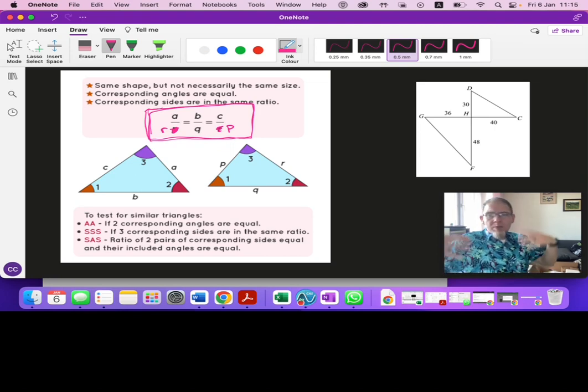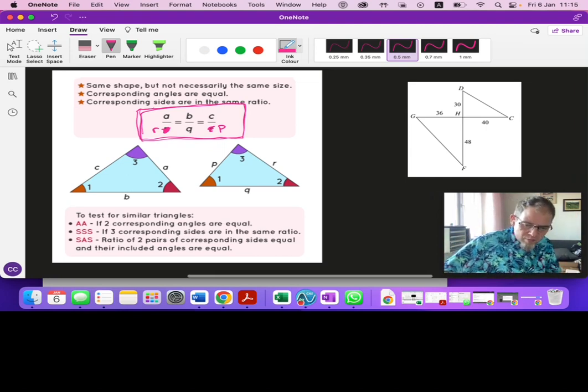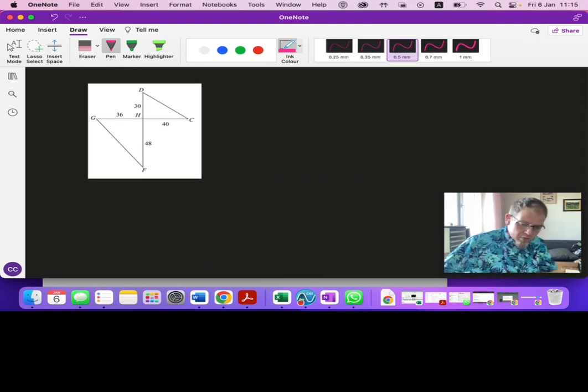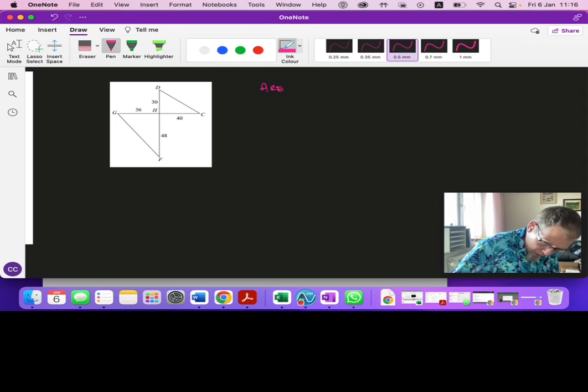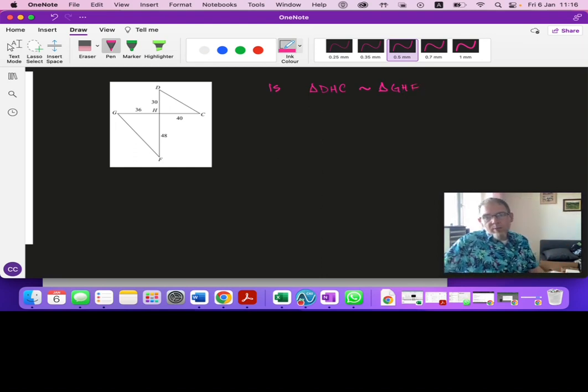Now, we're going to play around with it because I think that this one is one of those things where just by looking at it, it'll make more sense. So I want to know if triangle DHC is similar to triangle GHF. So the question is, is triangle DHC similar to triangle GHF? I just introduced a new symbol to you.